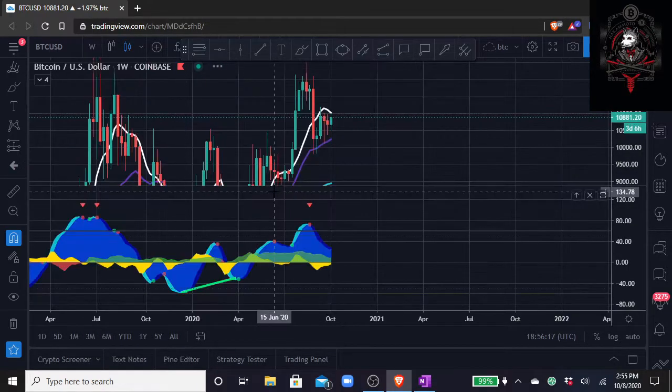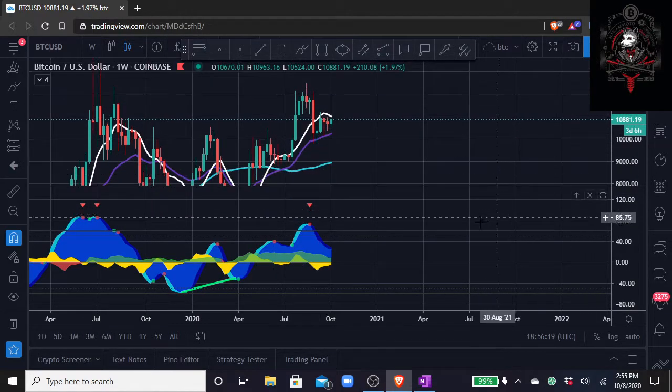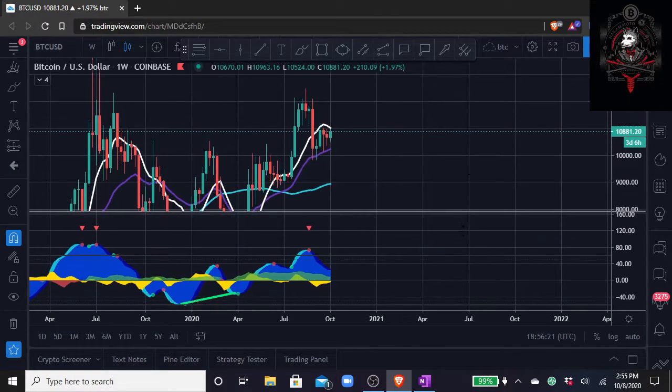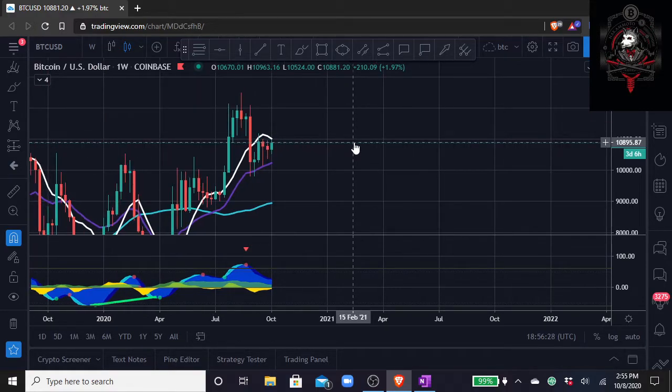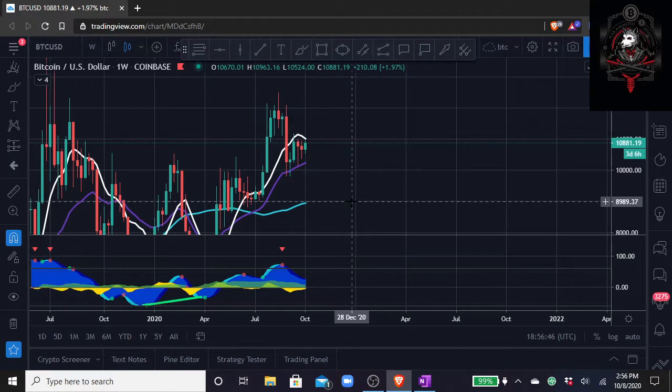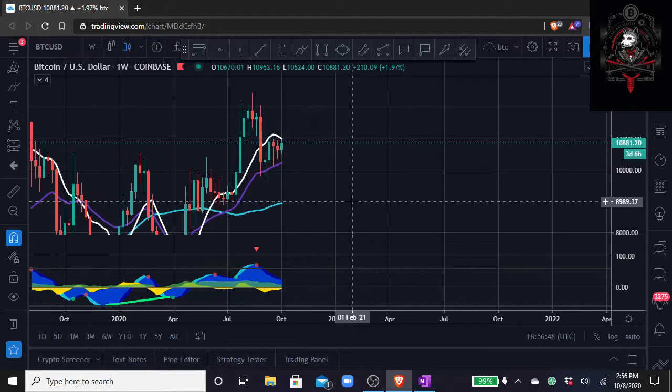Take a look at the weekly. We did test that 9-week moving average for Bitcoin. A close above that for the weekly would be very bullish in my opinion. Need to get above that 9-week. If we do reject, we should be looking at the next level down here at the 21 moving average at the 10,200 area, and then down here at the 50-week moving average, 89. Not saying it'll go that low, guys, but it's on the chart.